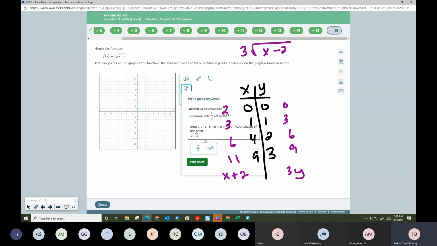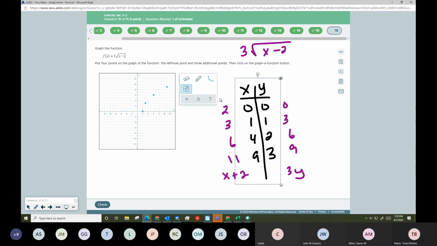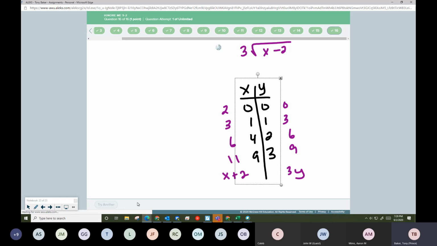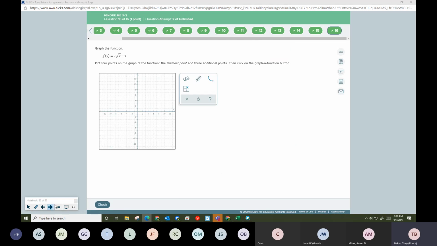So we graph those points. So it's 2, 0, 3, 3, 6, and 11, 9. And we graph it, and you get the nice curve. All right, we're going to do one more of these, and then we're done.